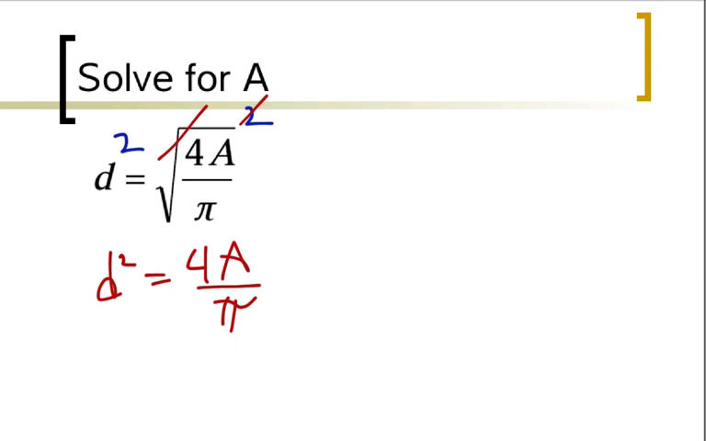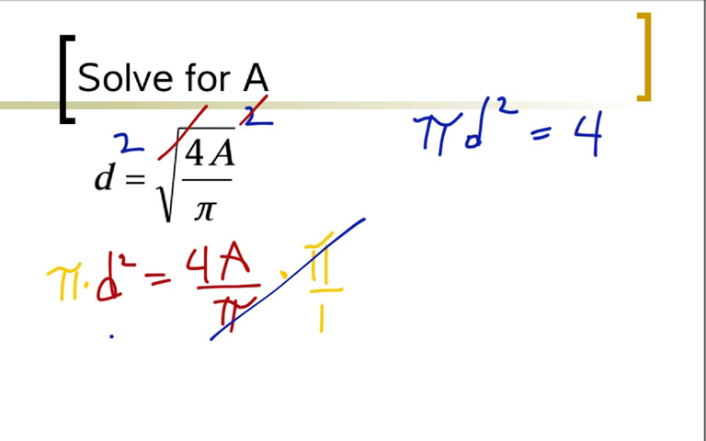Okay, well the next thing I'd like to do is get rid of the pi. I can't really get rid of the 4, well I can, but it's hard to get rid of the 4 without getting rid of the fraction first. And I get rid of the fraction by simply multiplying both sides by pi. In other words, pi over 1, but you don't really need to write that part. And what that does is it causes the pi's to cancel on the right hand side, and now I'm left with pi times d squared equals 4a.